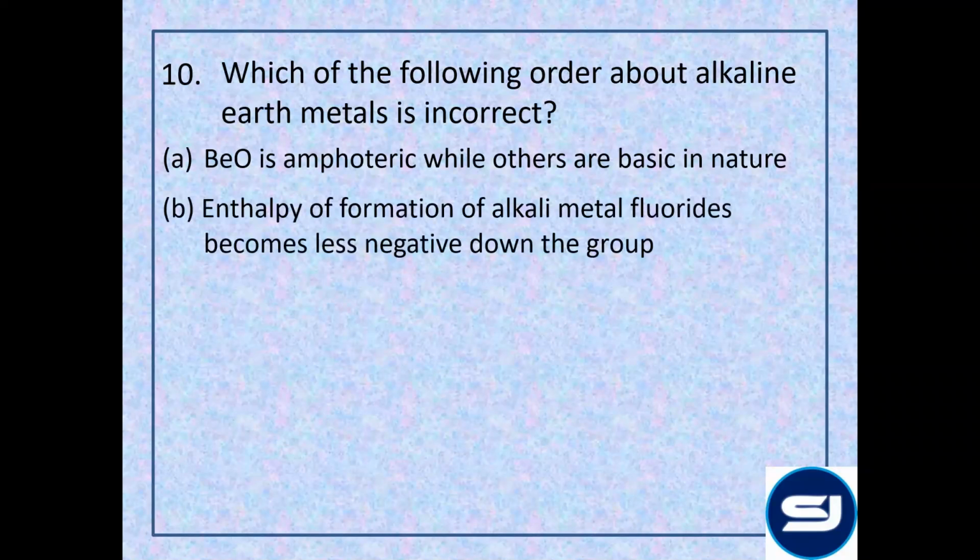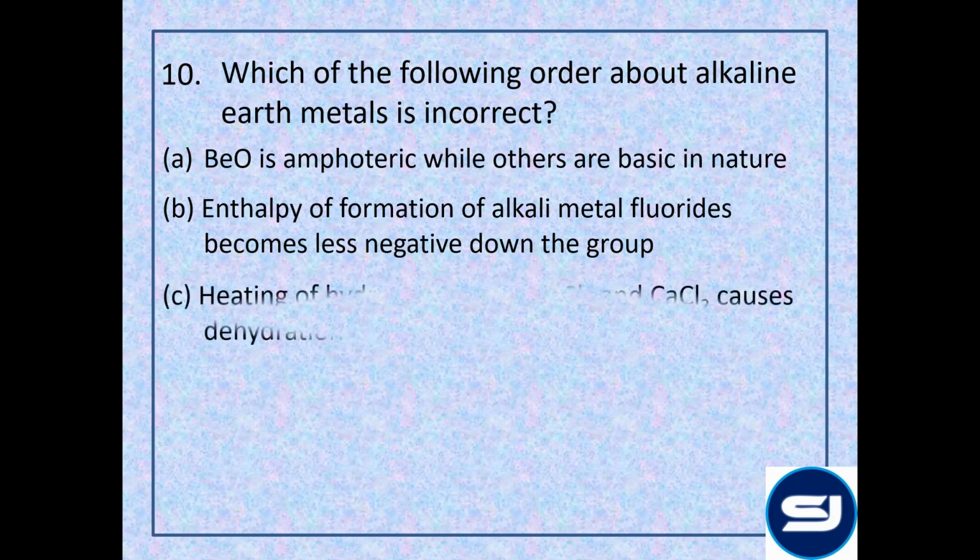Enthalpy of formation of alkali metal fluorides becomes less negative down the group. Is this statement correct? Oh, it has given alkali metal fluorides; it should be alkaline earth metal fluorides. Okay. But for fluorides, the enthalpy of formation, if you look at the graph, only for fluorides becomes less negative, while for chloride, bromide and iodide the reverse is true. I will show this in the graph as well.